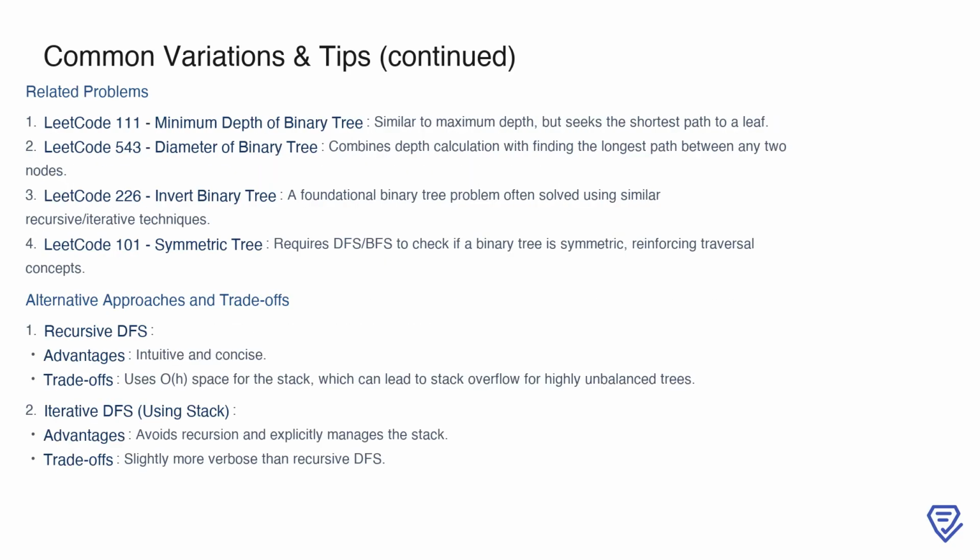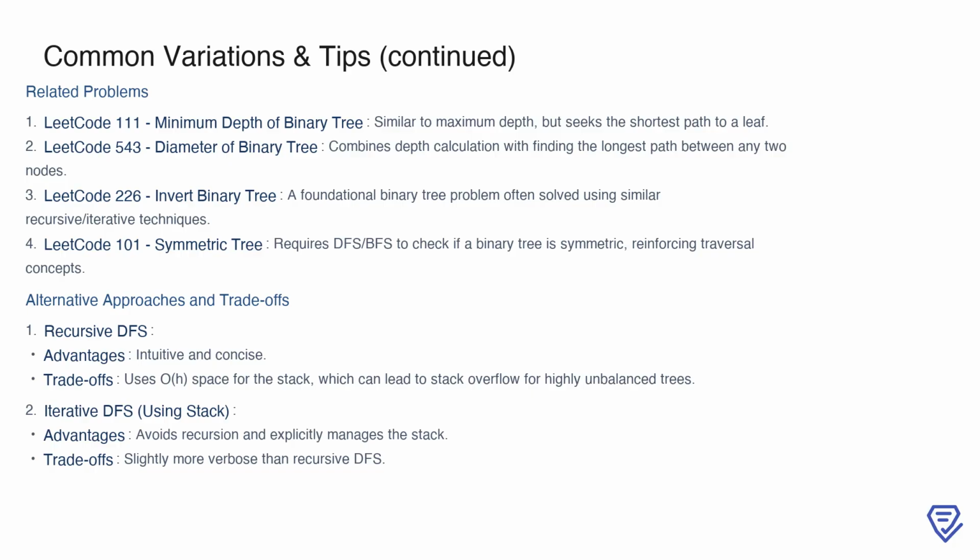This problem also connects to several related problems that you might encounter. For example, LeetCode 111 asks for the minimum depth of a binary tree, which is similar to this problem but focuses on the shortest path to a leaf node. Another problem, LeetCode 543, involves calculating the diameter of a binary tree, which combines depth calculations with finding the longest path between any two nodes.